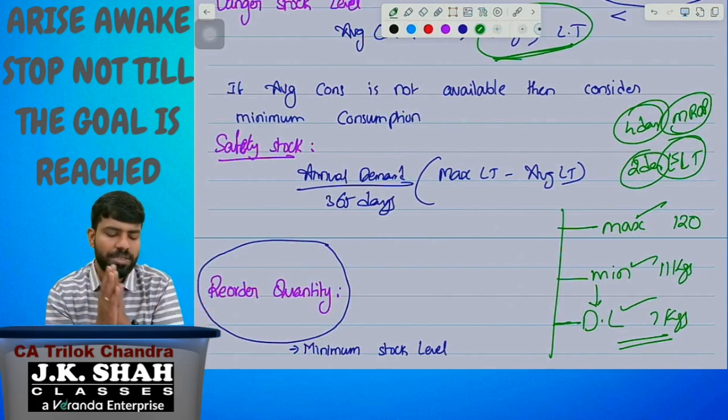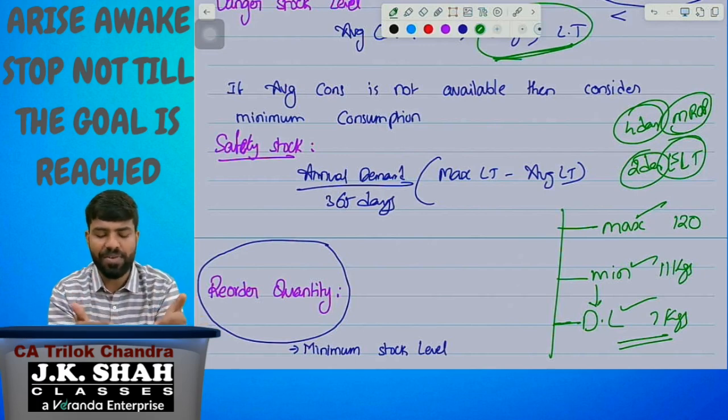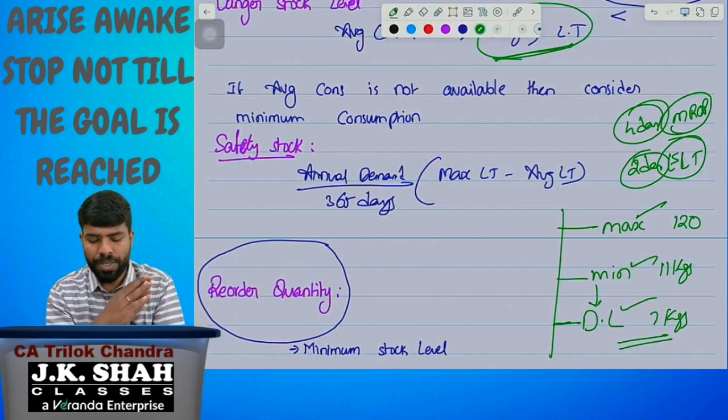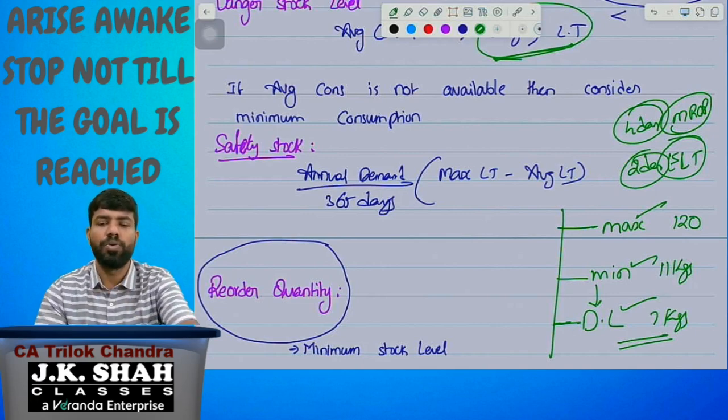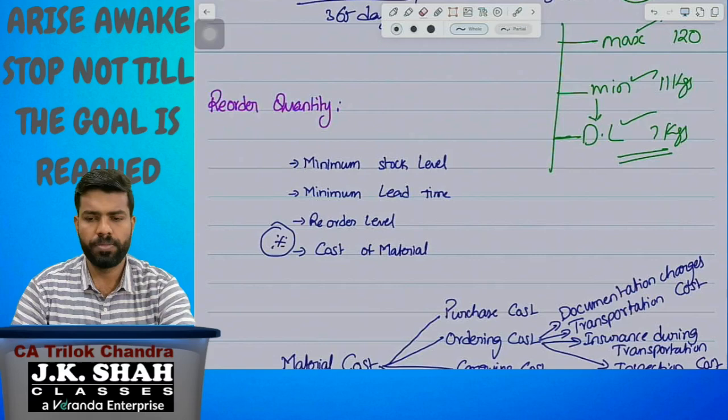Clear? Okay. Safety stock level, I already explained this. Annual demand divided by 365 days into maximum lead time minus average lead time. All of you clear about this? Now the point is, we need to understand EOQ. Very important.